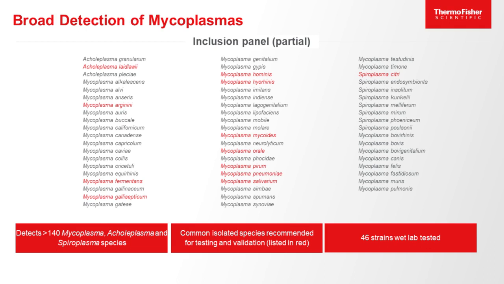This slide shows the partial inclusion panel for the MycoSeq Mycoplasma detection assay. The MycoSeq kit is capable of detecting over 140 Mycoplasma, Acholeplasma, and Spiroplasma species with no cross-reactivity to closely related bacteria. We have directly wet lab tested 46 different species, including the ones commonly used in validation studies, here shown in red, and the rest of the species have been determined bioinformatically.